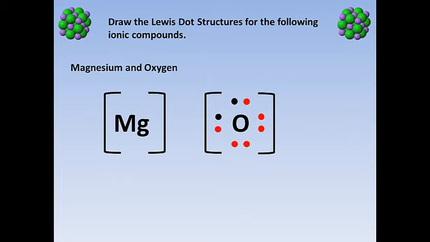Magnesium lost 2 electrons, so it has a +2 charge. Oxygen gained 2 electrons, so it has a -2 charge, and is now called an oxide ion. Notice that the charges add up to 0 because a +2 and a -2 add up to 0.